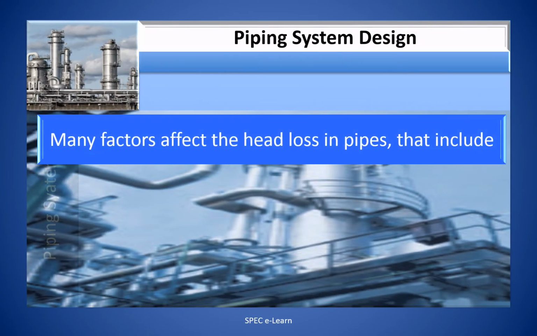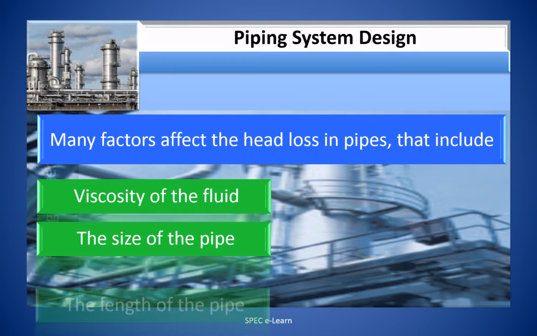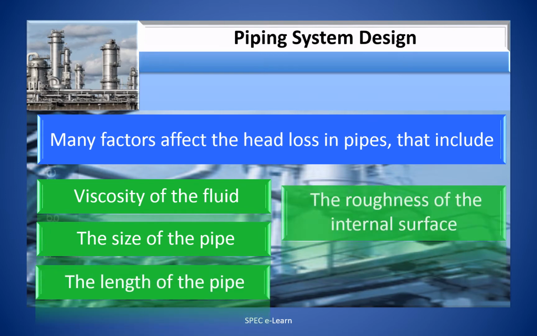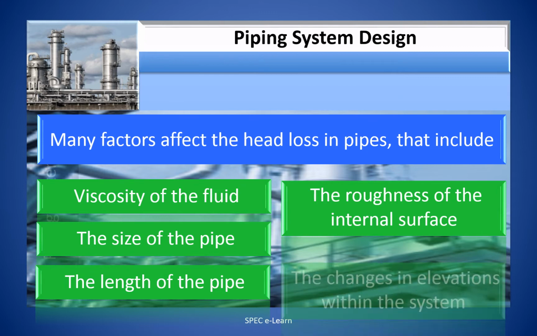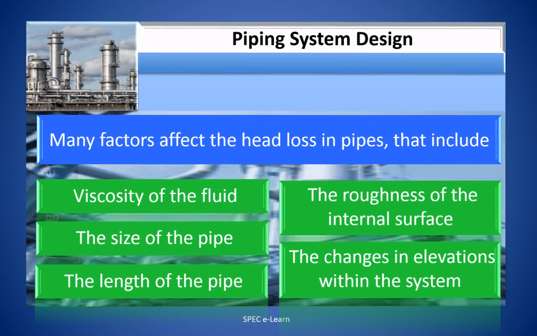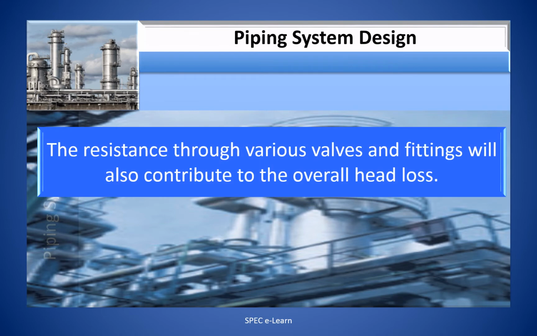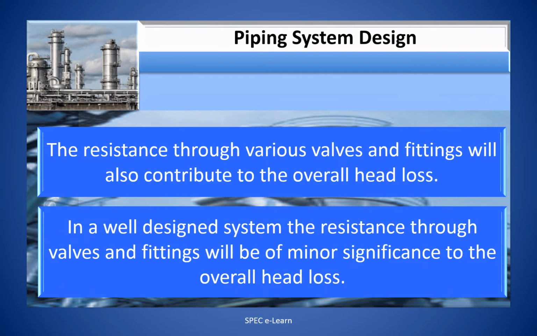Many factors affect the head loss in pipes that include viscosity of the fluid, the size of the pipe, the length of the pipe, the roughness of the internal surface of the pipe, and the changes in elevation within the system. The resistance through various valves and fittings will also contribute to the overall head loss. In a well-designed system, the resistance through the valves and fittings will be of minor significance to the overall head loss.